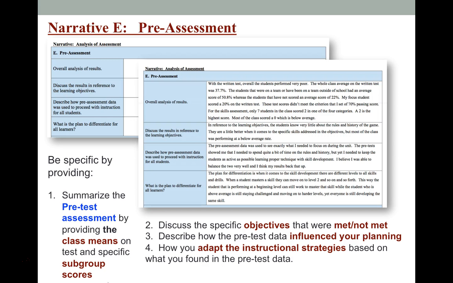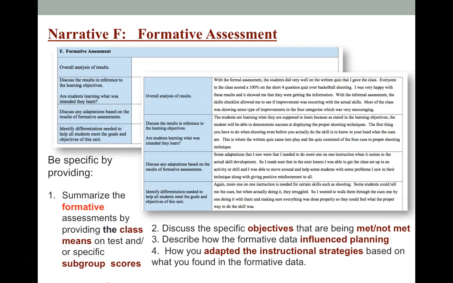Typically they're written a little bit like this, but always connect your discussion to the specific objectives that are being met or not met, and try to show how that data influenced your planning, especially in the pretest, and then the formative, how you adapted the strategies that you found in the formative assessments. Specifically for the formative assessments, again, it's talking about what objectives were met, how low data influenced your planning, or even high data influenced your planning, and how you adapted based on what you found from these short quizzes or short things that you did as you taught the unit.